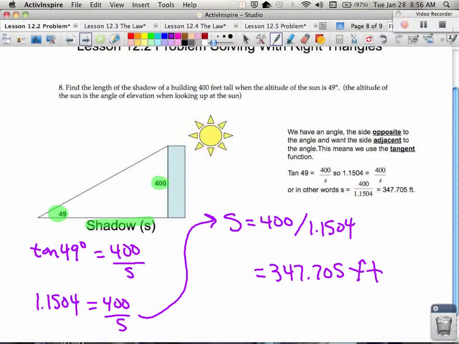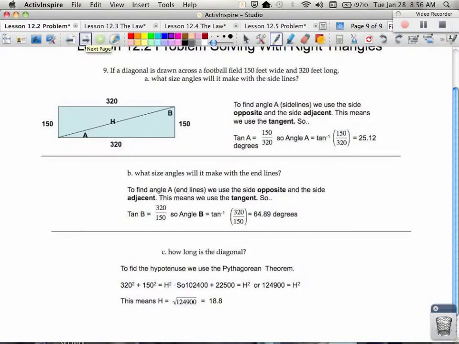One more problem. In our last problem, there are multiple things being asked here. We have a diagonal being drawn across a football field. It's 155 feet wide and 320 feet long. And we want to know first what size angles will be made with the sidelines. Now, the sideline angles we know are angle A. So I'm working with angle A, and I have the side opposite to angle A being 150, and the side adjacent to angle A being 320.